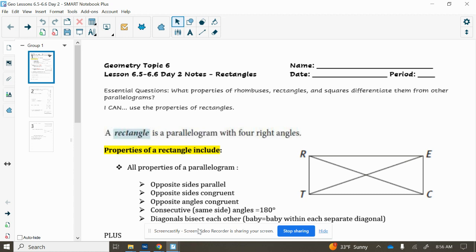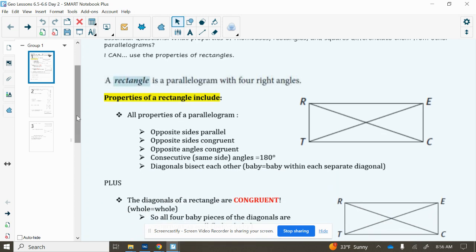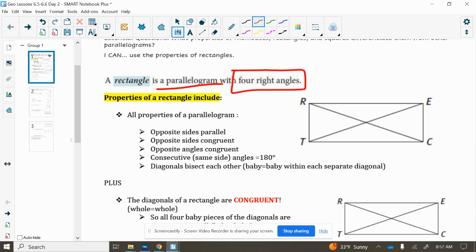Everyone, and welcome to day 2 of lesson 6.5 through 6.6. Today we are going to focus on rectangles. So similar to a rhombus, a rectangle is a parallelogram. You will notice it has all the properties of a parallelogram that we've discussed before, but specifically it doesn't have 4 congruent sides. This time it has 4 right angles. That's the big difference between parallelograms and a rectangle: you specifically have 4 90-degree angles.